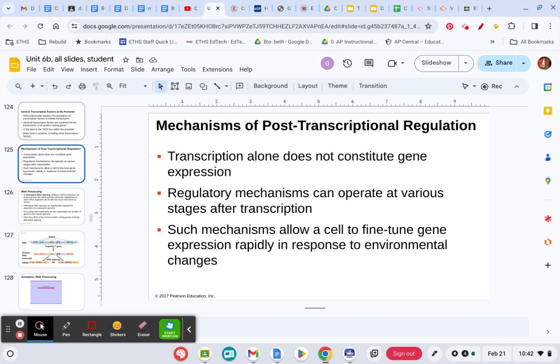Okay. Next thing is post-transcriptional factors. And I think that's a good place to stop. So I'm going to stop there.